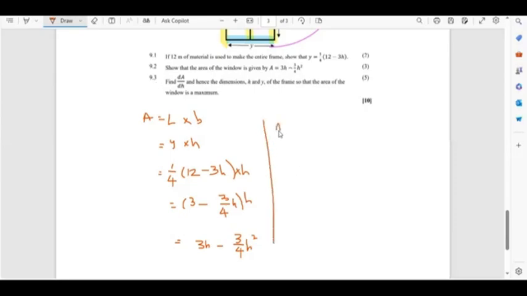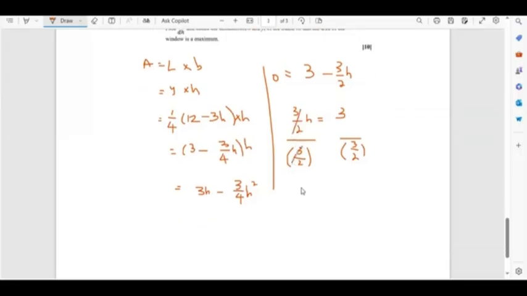Now, the first derivative of our area, deriving this 3h, is going to be equal to 3 minus 3 over 4 multiplied by 2, which is 3 over 2h. Now, remember I said we need to take this first derivative and equate it to 0. Having equated this to 0, we take this 3 over 2h to the other side. From there, we need to eliminate this 3 over 2. Basically, we're going to divide both sides by 3 over 2 so that these two cancel out one another, and your h should be equal to 2.